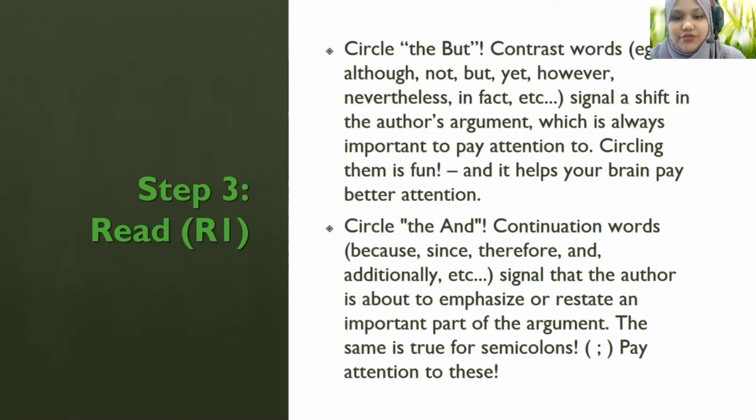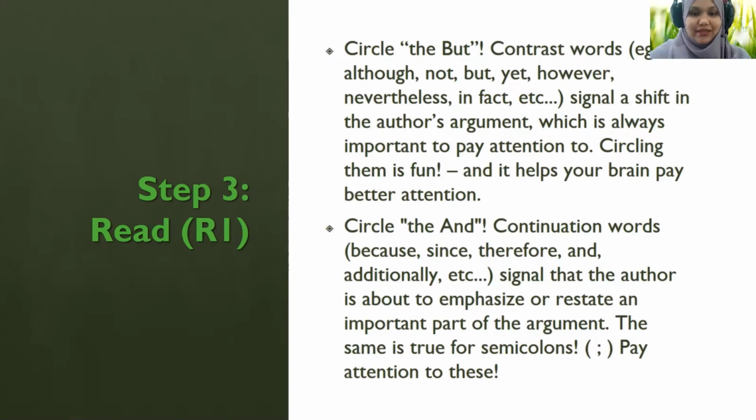Okay, this is very important. You need to actually circle and always highlight contrast words, okay? But, although, not, however, nevertheless, in fact, okay? This kind of shift you always need to pay attention to, okay? Other than that, continuation words like because, since, therefore, additionally, okay? So you need to pay attention to all this, what we call discourse markers, all right?